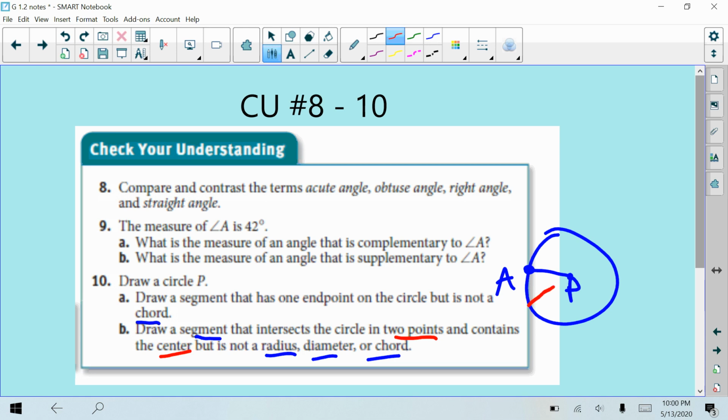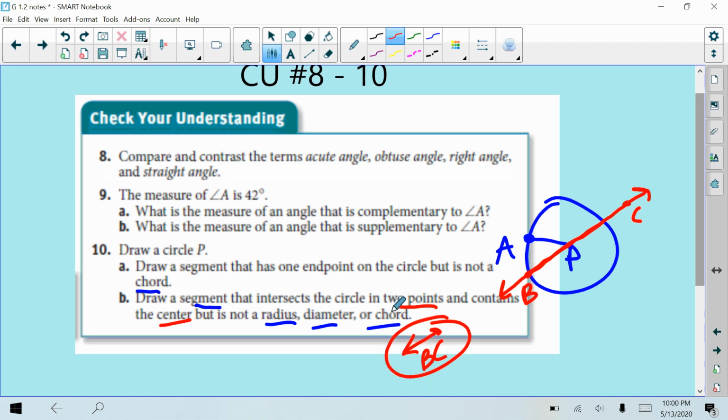Well, this is a diameter, but this is not, because it did not stop here and here. So line BC would be my example here. This follows everything. It has 2 points on the circle, contains the center, but it is not a radius because the radius has to stop at the center. It's not a diameter because it does not stop on the circle. It's not a chord.